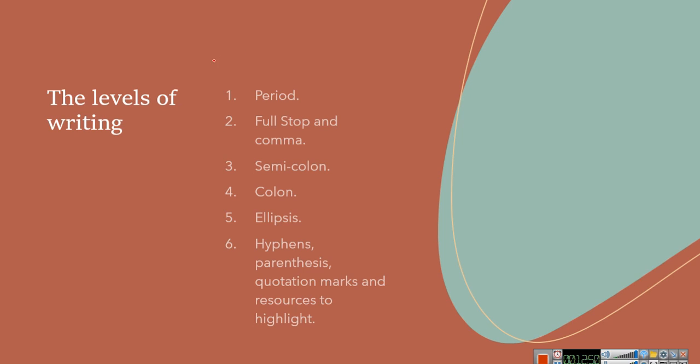So I have here 6 levels: 1, 2, 3, 4, 5, 6. And this, notice, goes in increments of complexity. We call this complexity. So that means the period is easier to use than the full stop and the comma. The ellipsis is harder to use than the colon, and so on. We have these kinds of relationships. So let me talk about each of them.